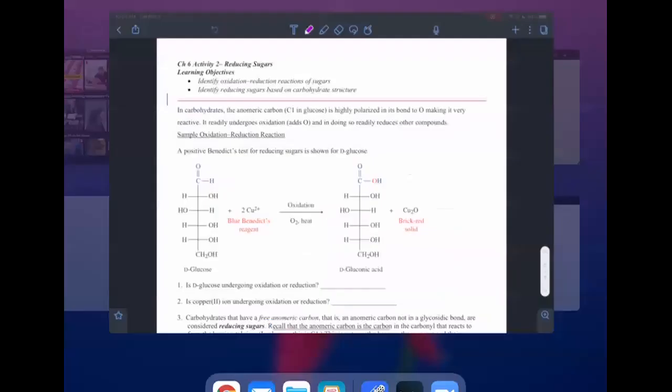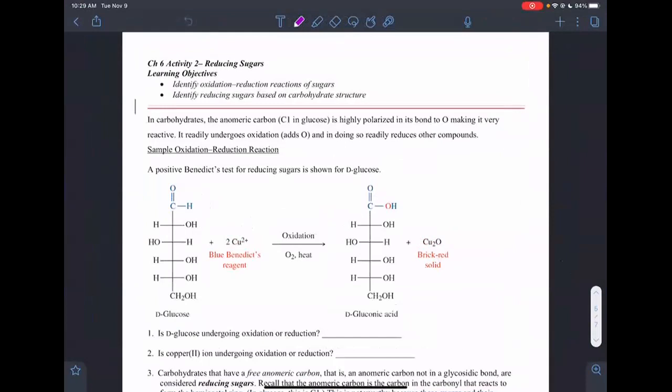Okay, so we are going to do Chapter 6, Activity 2, Reducing Sugars. Whenever you're looking at reducing sugars, you have to remember your little rules, right? OIL RIG. Oxidation is loss of electrons, reduction is gain of electrons. Also, in oxidation, we have a gain of oxygen and a loss of hydrogen, whereas in reduction, we have a gain of hydrogen and loss of oxygen. Any of these three would fit.